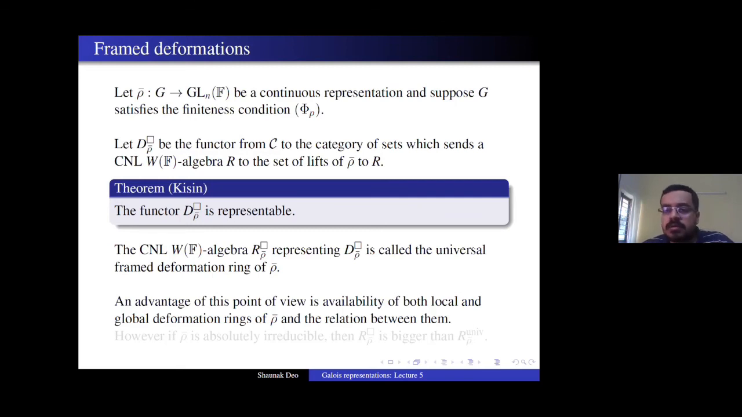But a disadvantage is that when ρ̄ is absolutely irreducible, the frame deformation ring becomes bigger than the universal deformation ring, for obvious reasons. Because of this, if you want to use it for R equals T, these frame deformation rings are not of much use for big R equals T. Of course, for small R equals T, you can take their quotients accordingly and manage. But for big R equals T, these frame deformation rings are not that useful. Even when both rings exist, the frame deformation ring tends to be bigger than the universal deformation ring.